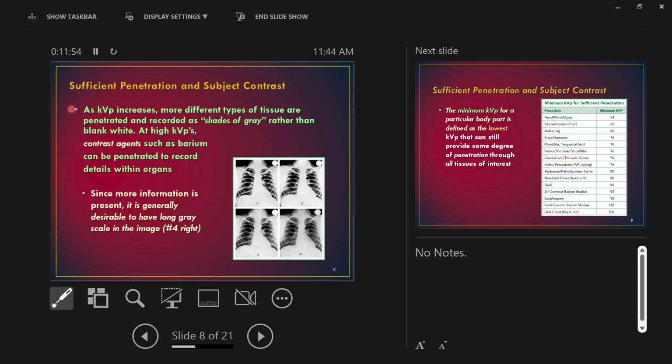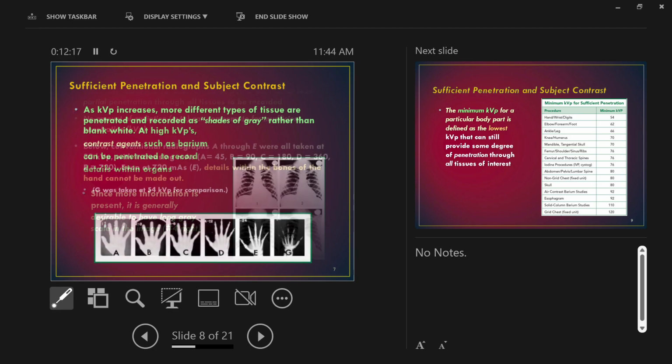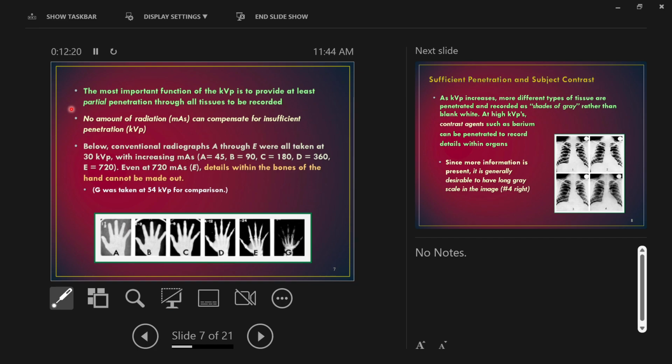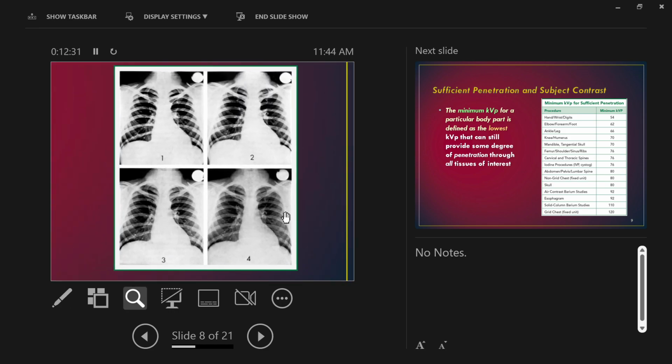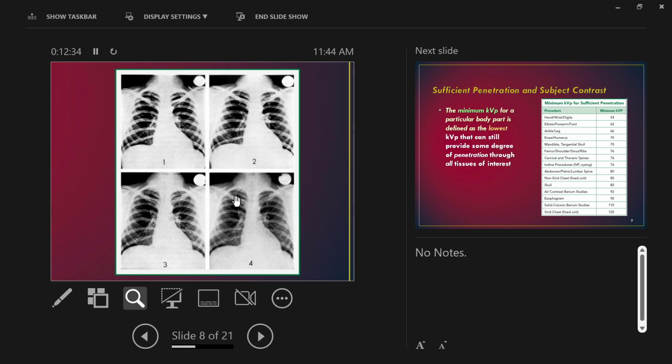As kV increases, as long as you get above the minimum necessary for penetration, more different types of tissues are penetrated differently, okay? Bone gets penetrated differently than muscle, muscle differently than fat, fat differently than air. And now you can start to tell the difference between adjacent structures, right? In the previous image, you couldn't tell the difference between adjacent structures because there's not enough penetration. But after you get past enough penetration, changing kV lengthens grayscale. Raising kV lengthens grayscale. So, let's turn the lights down a little bit.